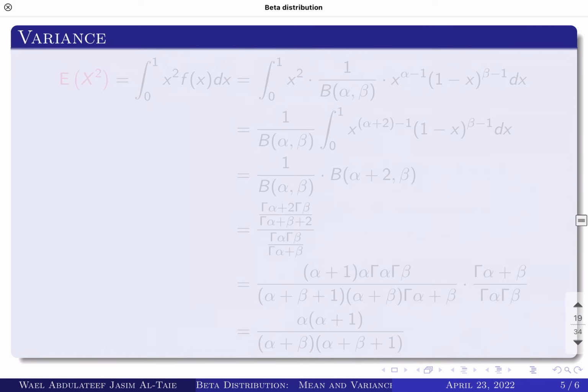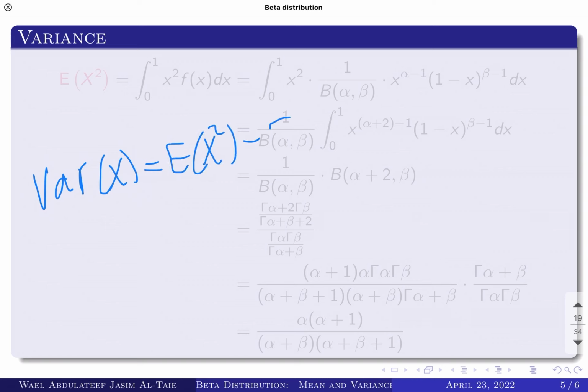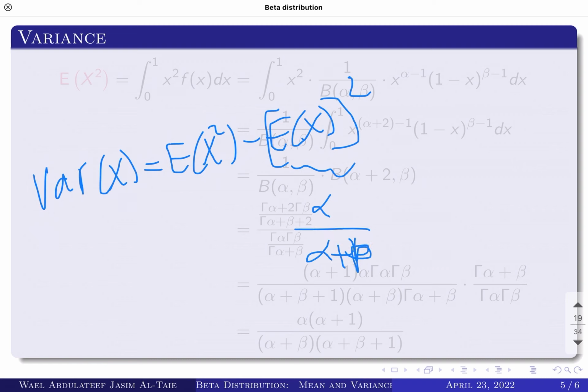Why? Because the variance of x, so the variance of x, which is equal to E of x squared minus E of x all squared. So this one is known now. This is equal to alpha divided by alpha plus beta. Now we need to find the expectation of x squared.